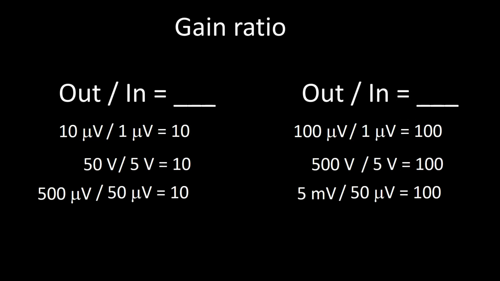In this frame, I have expressed gain ratio as a function of out and in voltage. On the right, the gain is 10, and on the left, the gain is 100. I have in this frame highlighted in magenta 10 microvolts out to 1 microvolt in, which represents a gain of 10.